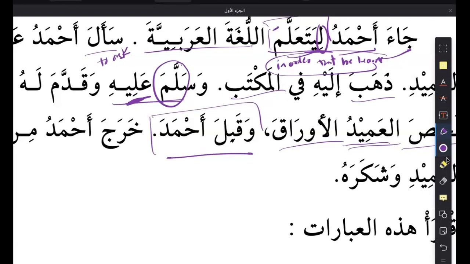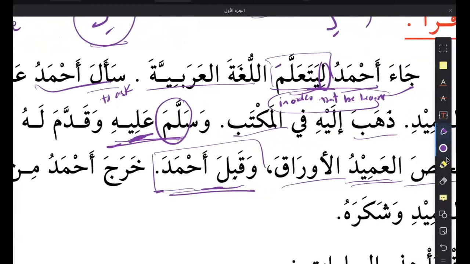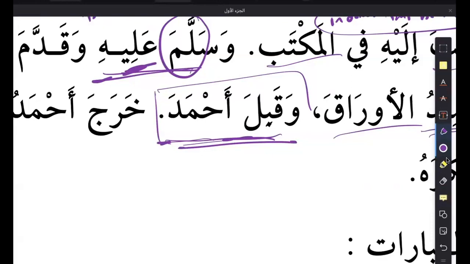Huwa. Good. So it sounds like Ahmed is the doer, because after the verb we get the doer, like we have all the time Sa'ala Ahmed, Ja'a Ahmed. Well, no, because we have a fatha here. So we know Ahmed is not the doer. He cannot be the doer. Okay, so he needs to be the object.